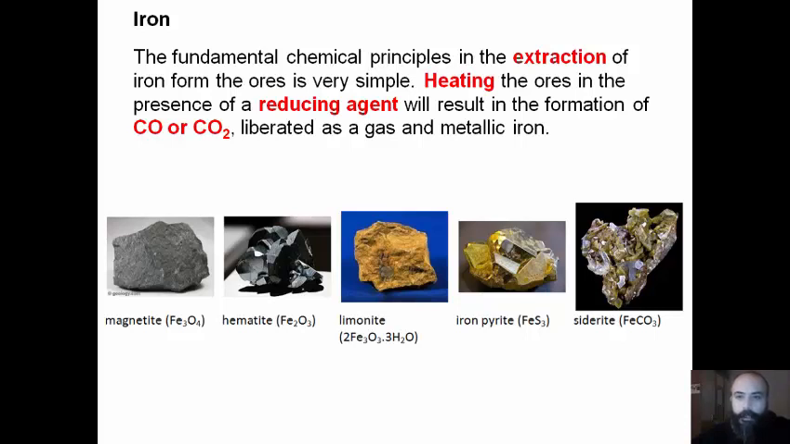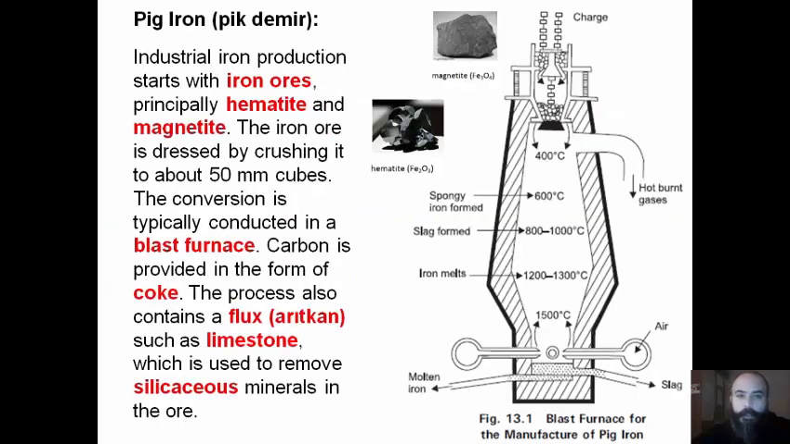Heating the ores in the presence of a reducing agent will result in the formation of carbon monoxide or carbon dioxide liberated as a gas, with metallic iron. Industrial iron production starts with iron ores, principally hematite and magnetite. The iron ore is dressed by crushing it into about 50 mm cubes. The conversion is typically conducted in a blast furnace. Carbon is provided in the form of coke.